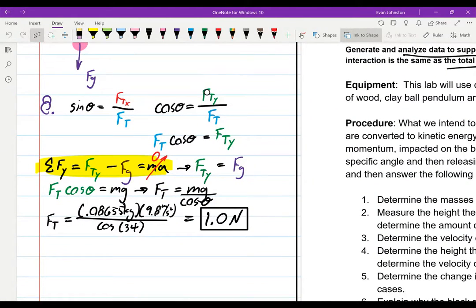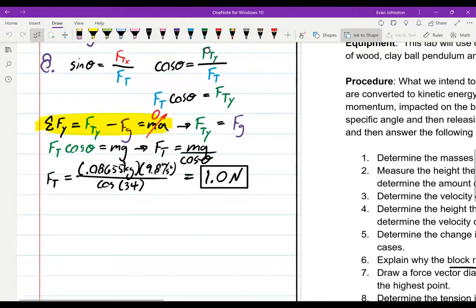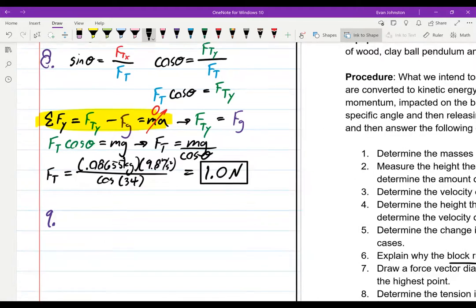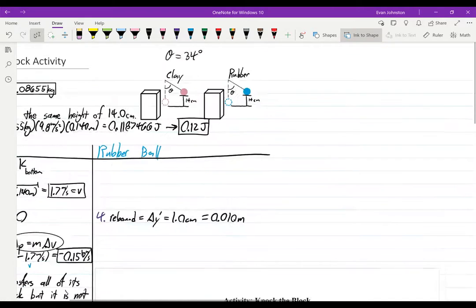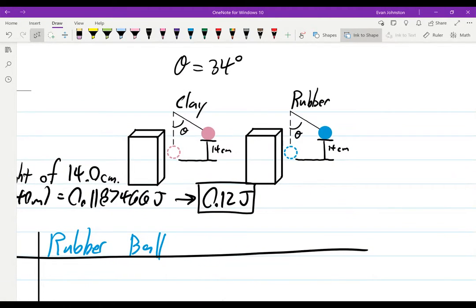All right, so home stretch here. It's actually a lot easier now. 8 is actually the hardest part. 9. Find the centripetal acceleration of the ball at this point. Well, if we look at our picture again, centripetal acceleration is caused by a centripetal force. Centripetal force is the force that points towards the center of the circle.